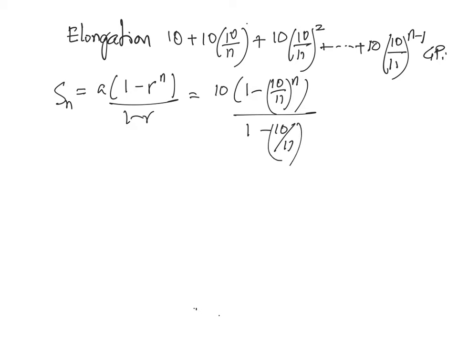Some people use the formula r power n minus 1 over r minus 1. That's perfectly alright. You will get the same final answer. This is 1 over 11, and if you divide by 1 over 11, you times with 11. So you get 110 times 1 minus 10 over 11 power n. That is the elongation. How about the contraction?